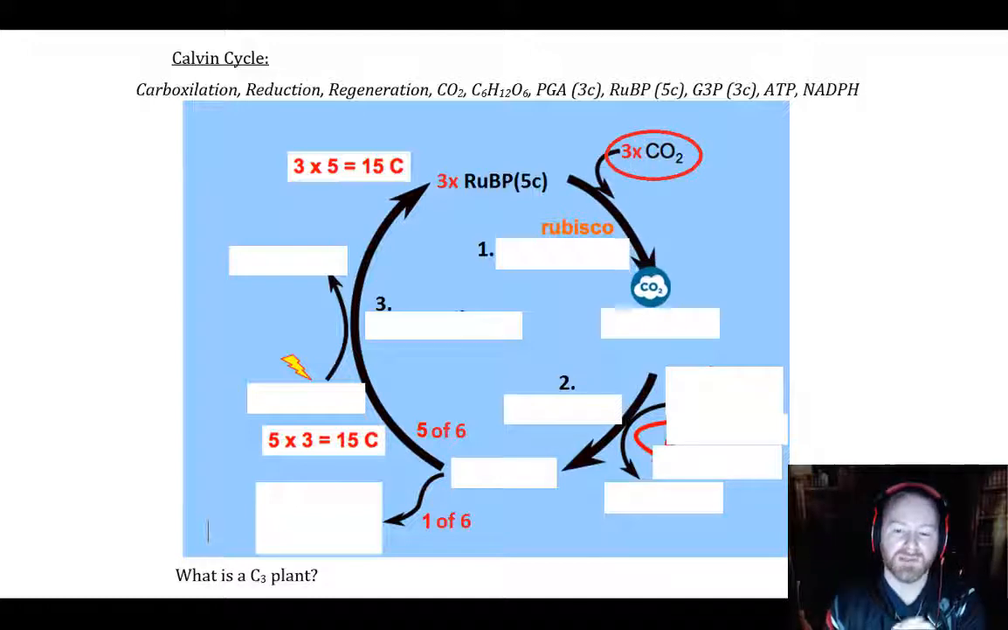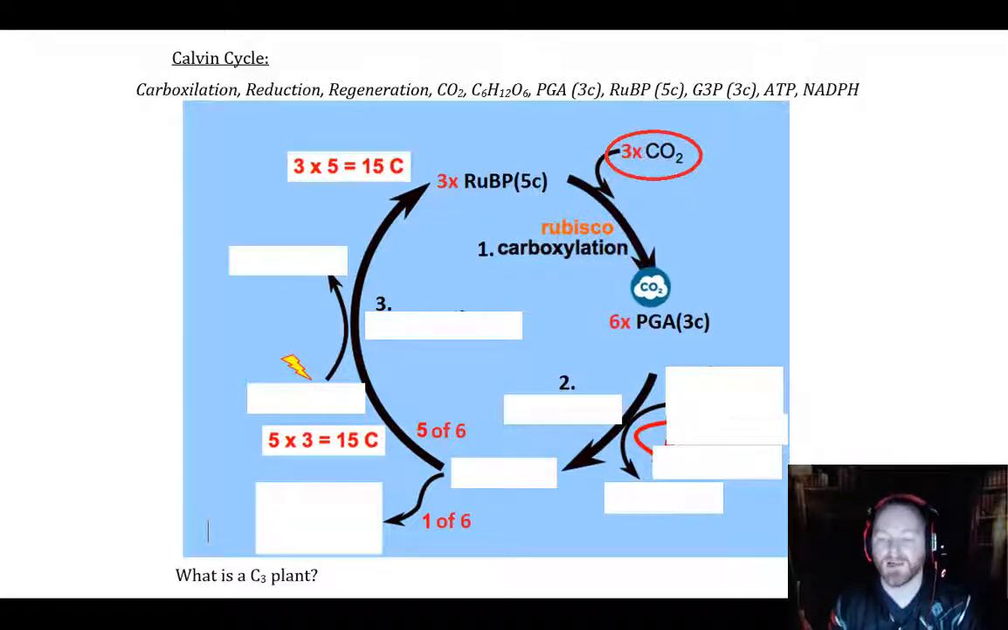The enzyme Rubisco is going to add these 3 CO2s to the 3 RuBPs. When you add carbon to something, when you fix carbon to something, we call that carboxylation. And that's the name of this process. The end product that we get is 6 molecules of something called PGA. PGA has 3 carbons. So if you do our math, we started off with 15, right? Started off with 15 right here. Then we added 3 more. So 15 plus 3 is 18, but look how it's divided. It's 6 groups of 3, 6 times 3 being 18.